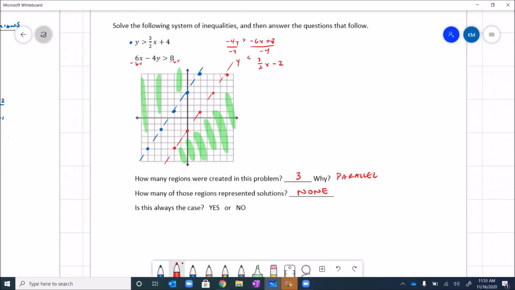Okay, so is this always the case? No. It could have been that it was less than for the first line and greater than for the second line, and then we would have had one solution set. But in this case, it wasn't.